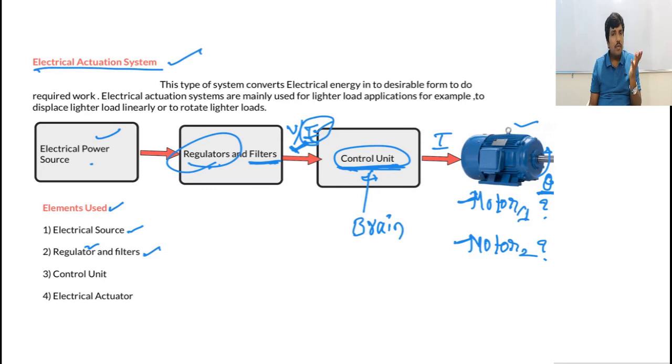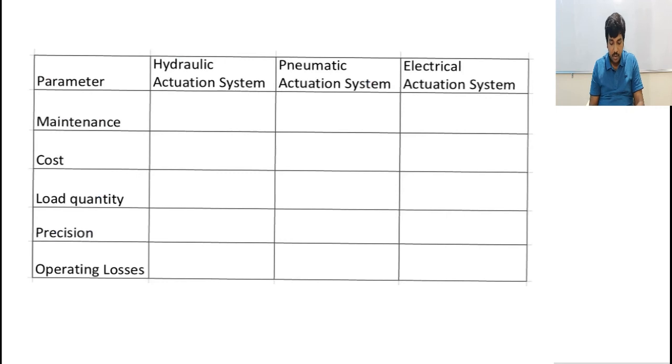Now most of you by this time might have a doubt: sir, if we have these three types of actuation systems, what exactly are the merits and demerits of each actuation system? Let me explain those things to you. Now when it comes to figures of merit, like merits and demerits, the first thing is maintenance.